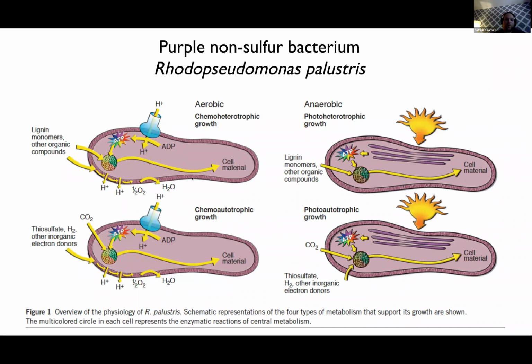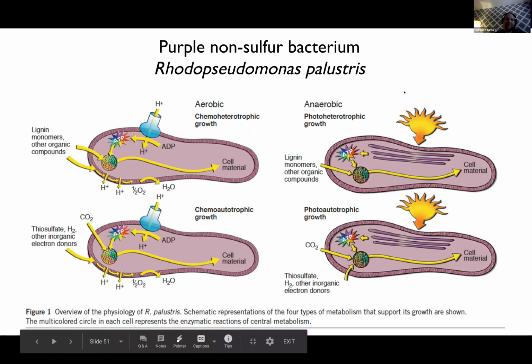Now, when it's in aerobic condition, it's chemoheterotrophic. What does that mean? Well, it's using chemicals. In particular, it's using sulfur. In this case, it's thiosulfate and hydrogen to break down organic molecules to generate its energy. So chemo, heterotrophic, it's eating stuff and it's using chemicals to get its energy and its electrons from. That's when oxygen is present.